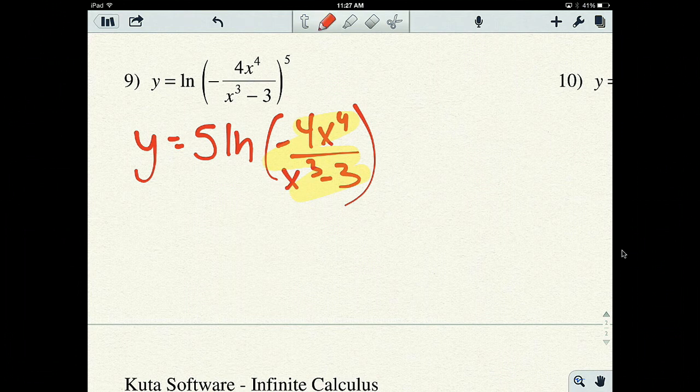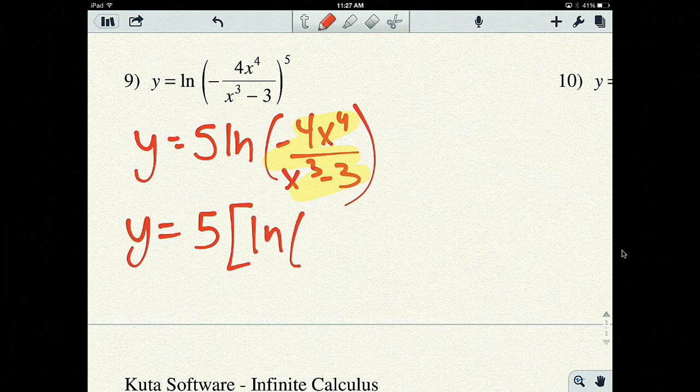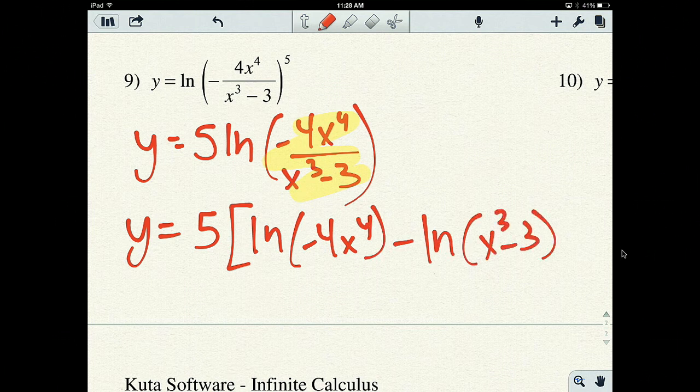If you remember, I could actually make this into 2 ln's. I'll keep the 5 on the outside, and this means the exact same thing as ln of negative 4x to the fourth minus ln of x to the third minus 3. I don't know if you remember your log rules. We did talk about it in the first couple weeks of the school year, but ln of a fraction means the same thing as ln of the numerator minus ln of the denominator.